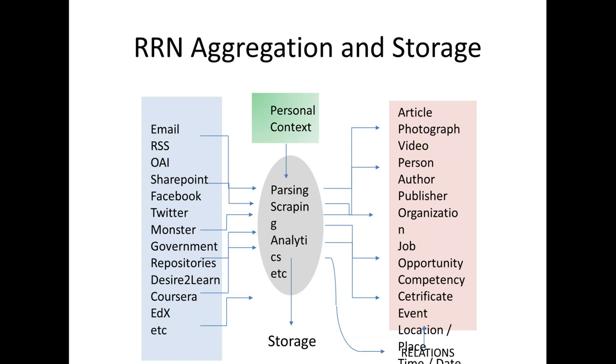Here's another way of representing the resource repository network. On the left are all the different sources of information: email, SharePoint, Facebook, government sources, learning management systems, etc. What we do is we bring it in, we parse it, we scrape it, we analyze it, we do an entity extraction, and then that builds our graph, and our graph is composed of things like articles, photos, persons, publishers, opportunities, job opportunities, competencies, certificates, and so on.